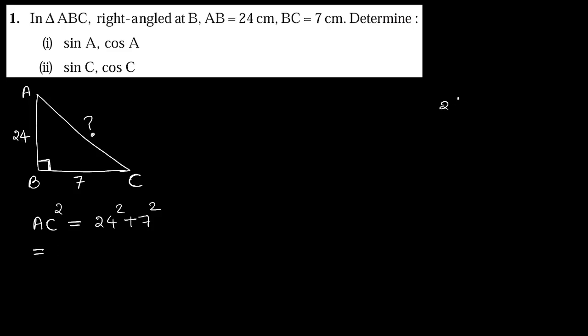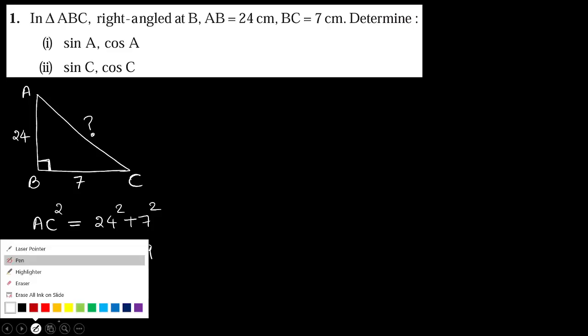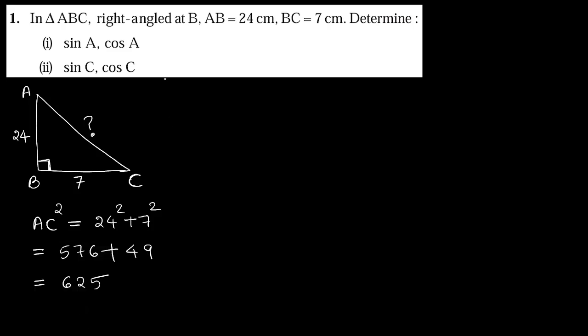What is 24 square? Let me find it. 24 square you will get 576. 7 square you will get 49. So AC square, if you add, you will get 625. AC square equal to 625. Tell me, what is AC? AC is 25. Yes, very good.